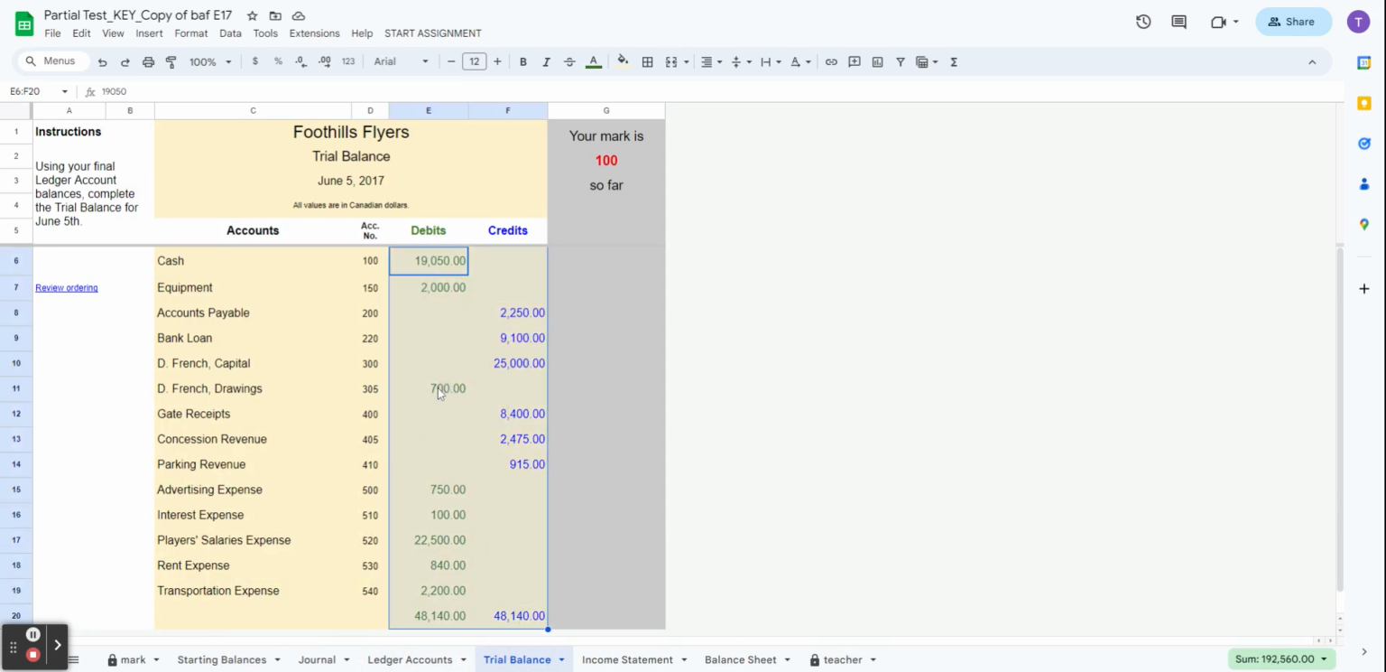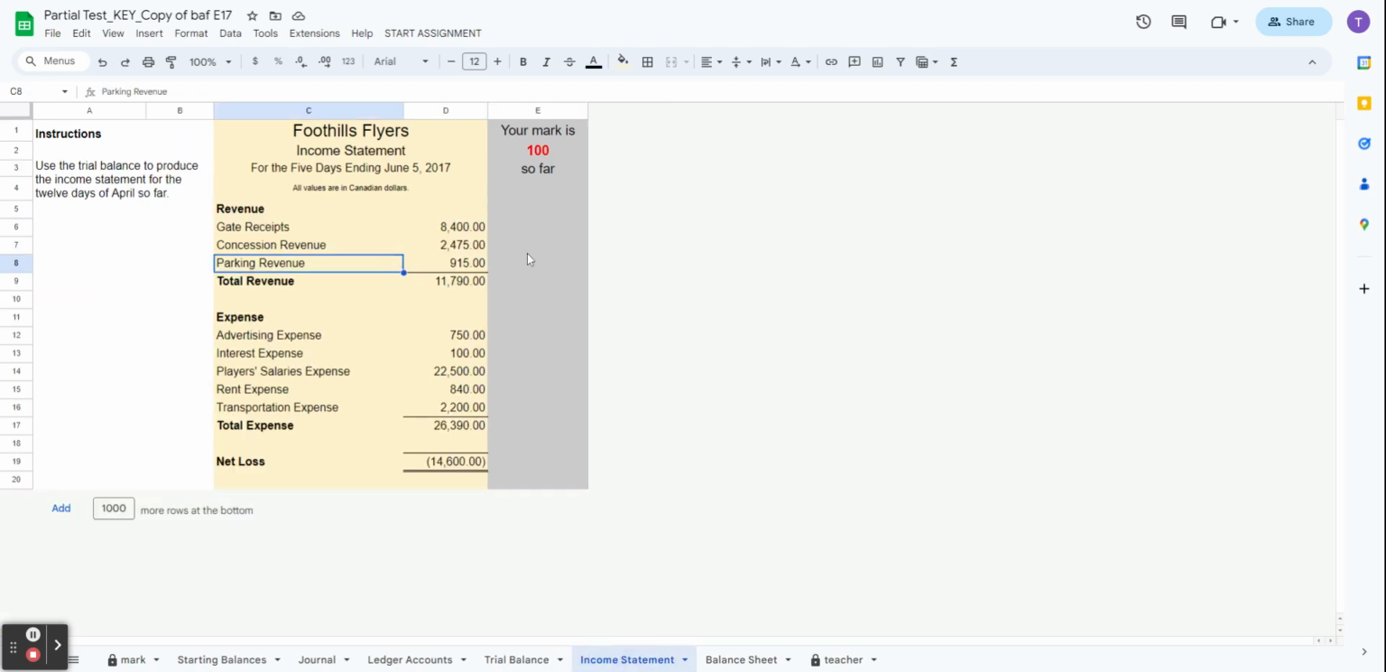Just make sure you have the correct debit and credit in the right columns. I see a few people putting drawings in the credit column by accident, right? Just remember that drawings is a debit. And don't forget your total at the end. That's about it for the trial balance. Hopefully, your debit and credit do balance. If they don't, you definitely did something wrong and you might want to double check your work.